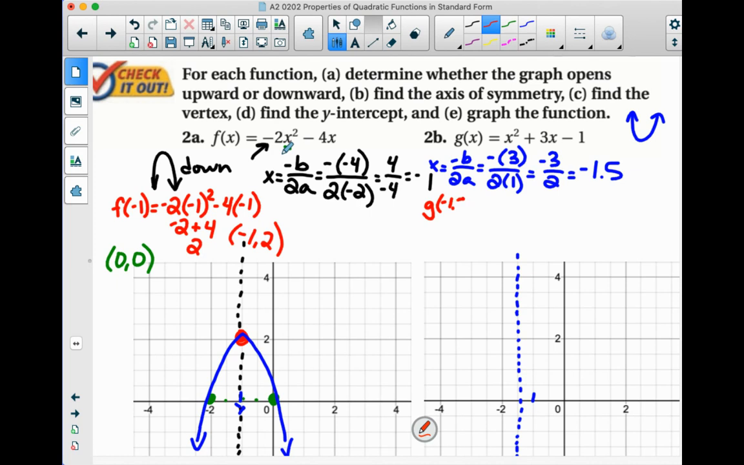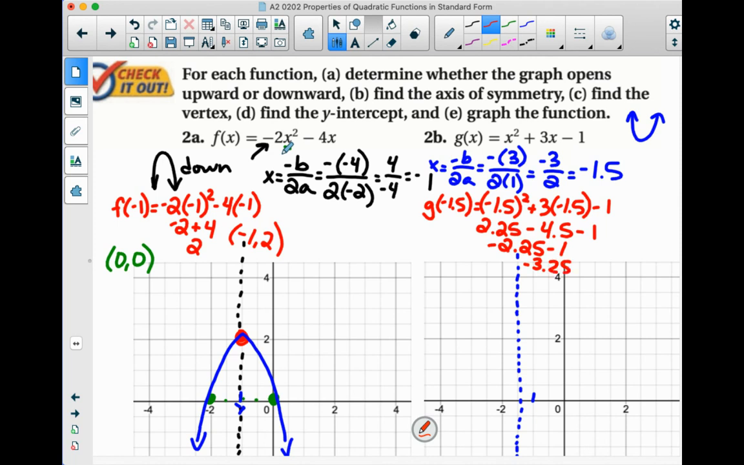G of negative 1.5. Okay, so negative 1.5 squared is 2.25. 3 times negative 1.5 is negative 4.5 minus 1. 2.25 minus 4.5 is negative 2.25. Did I do that right? Yeah. And negative 2.25 minus 1 is negative 3.25.